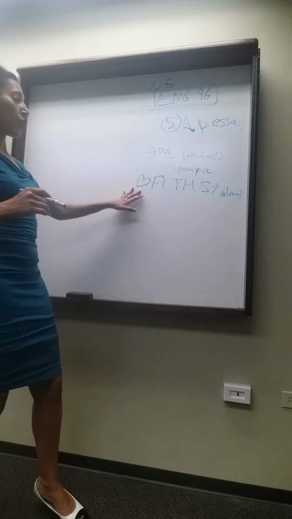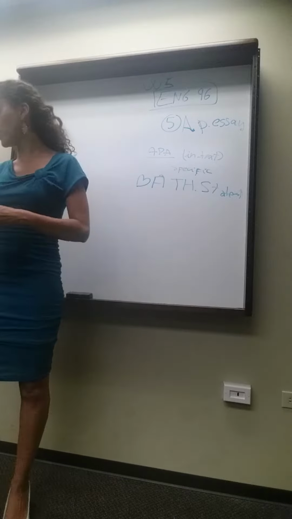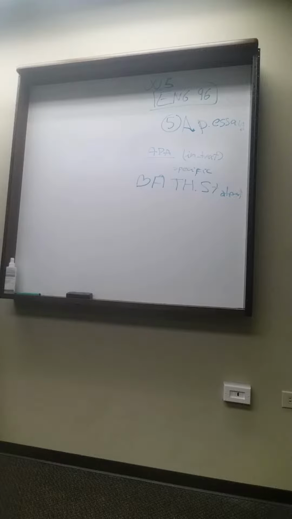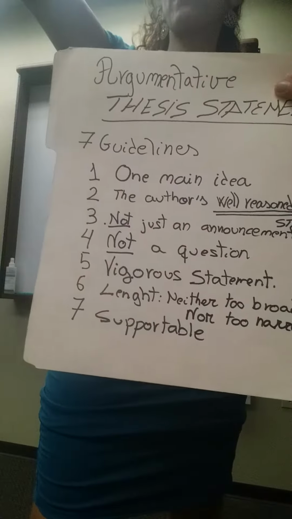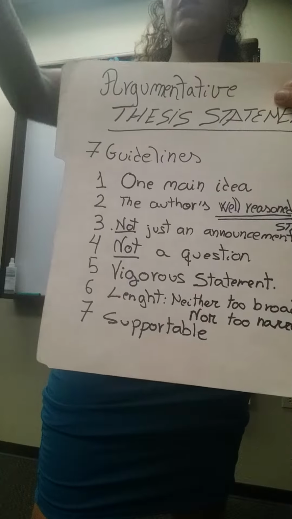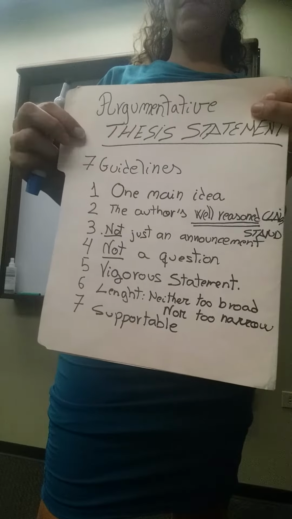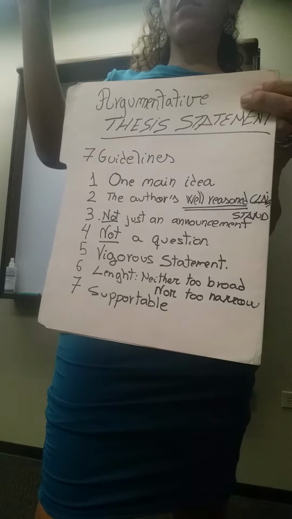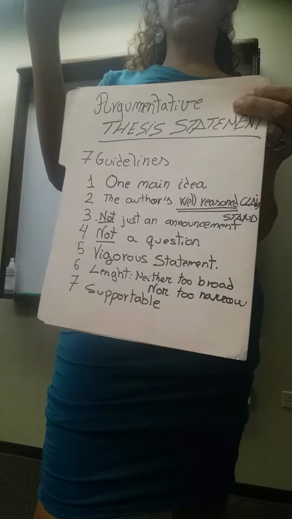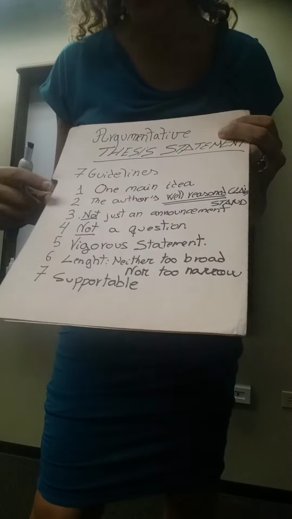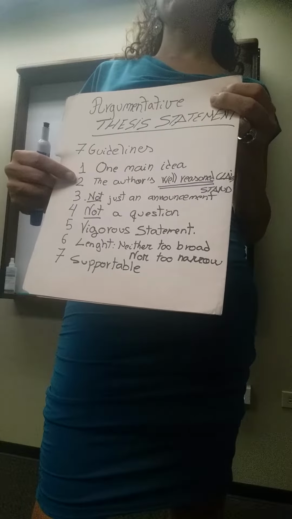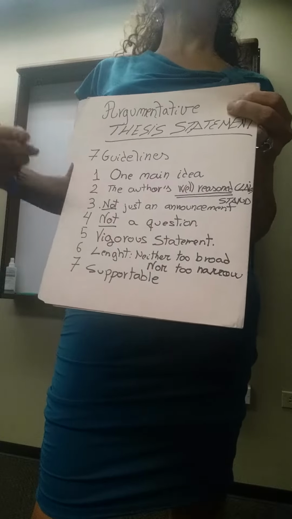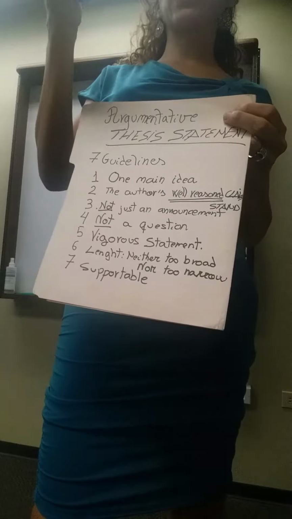So the heart of our essay is the argumentative thesis statement, and as a recap, I'm just going to show here what the 7 guidelines are. Please, do you have your 7 guidelines nearby? Can you read them? Number 1, one main idea, a single idea. Number 2 is the author's well-reasoned claim. So that's what we're talking about, our stand, correct?